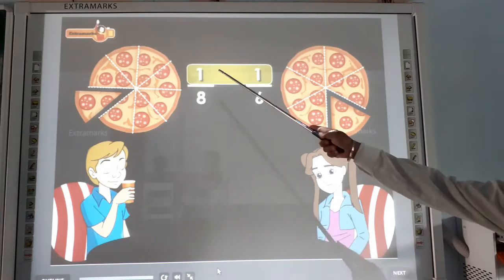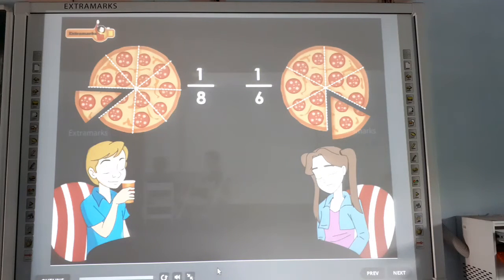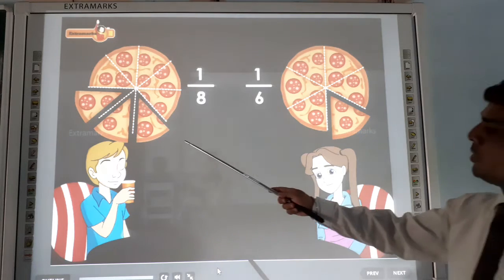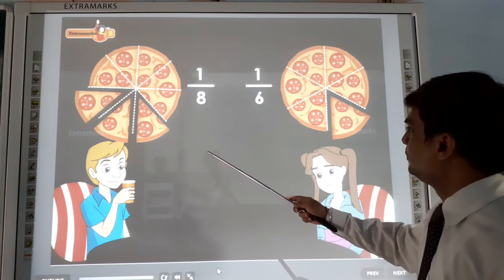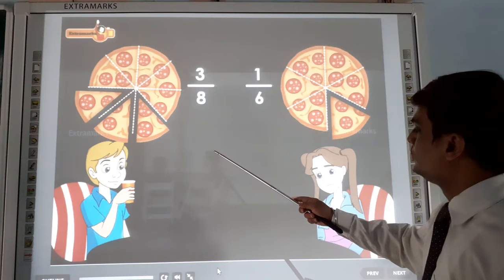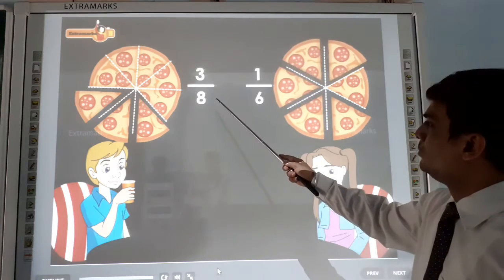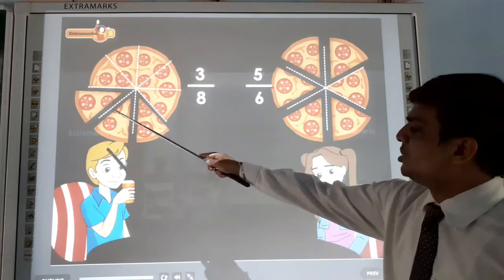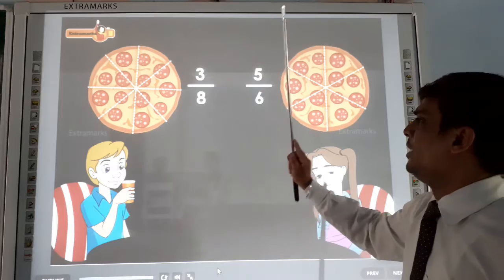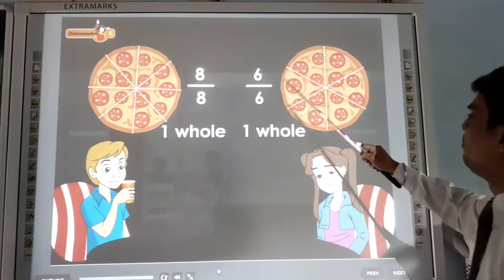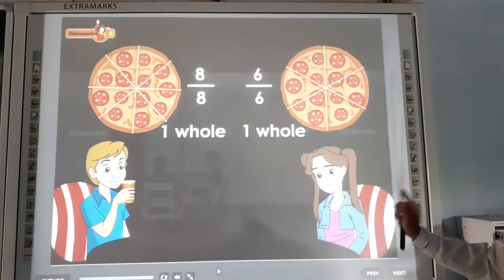Numerator is the same. Look at this. Show the diagram. This is 3 parts out of 8, and the number of total parts is 8. 3 by 8 and 5 by 6. One whole and one whole.